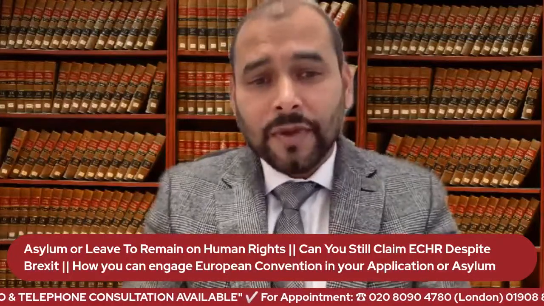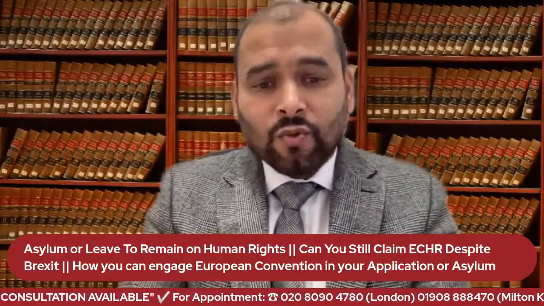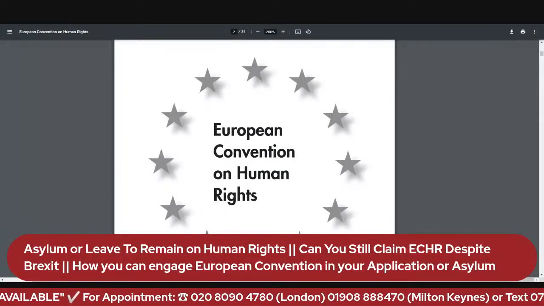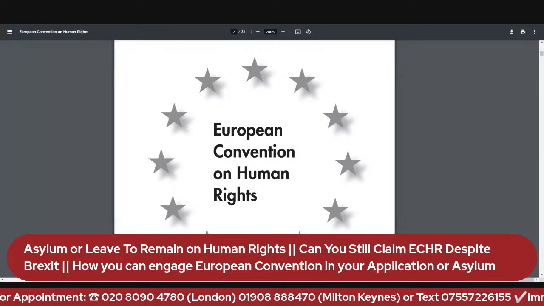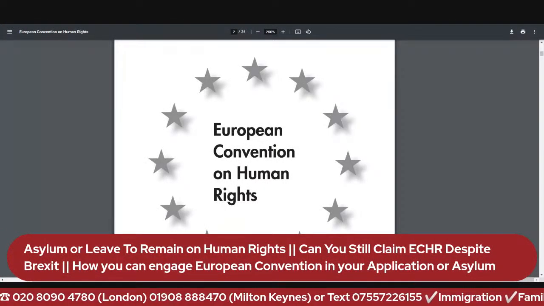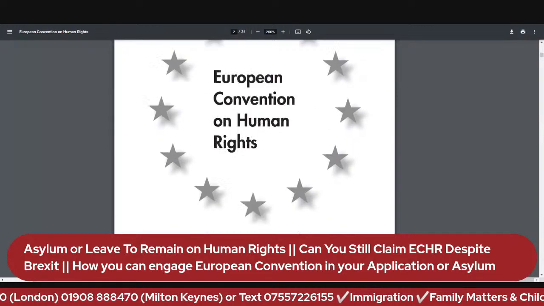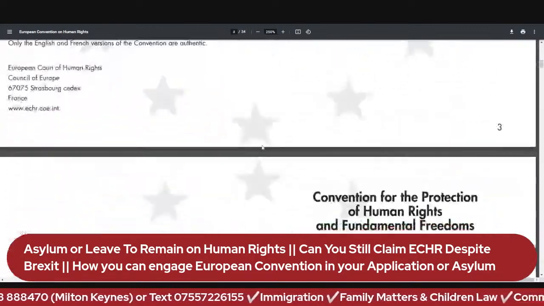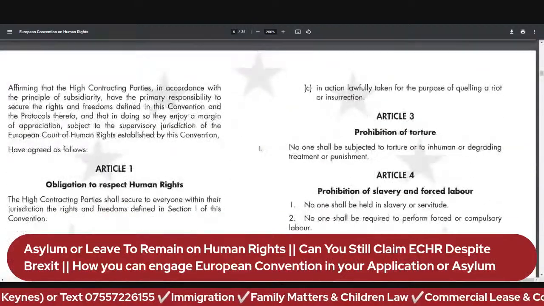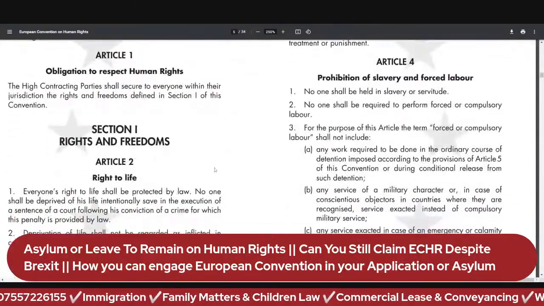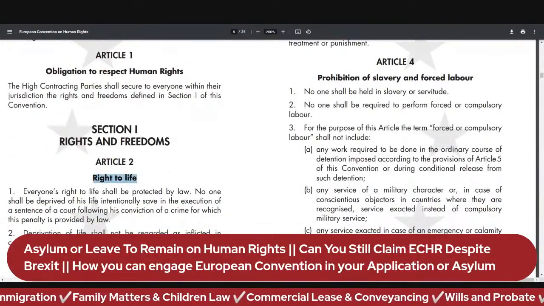So I'll give you some information on the screen. What are the rights you can engage? So this is the European Convention on Human Rights. I'll go straight away to all the articles to give you some basic idea. Now, Article 2, right to life.